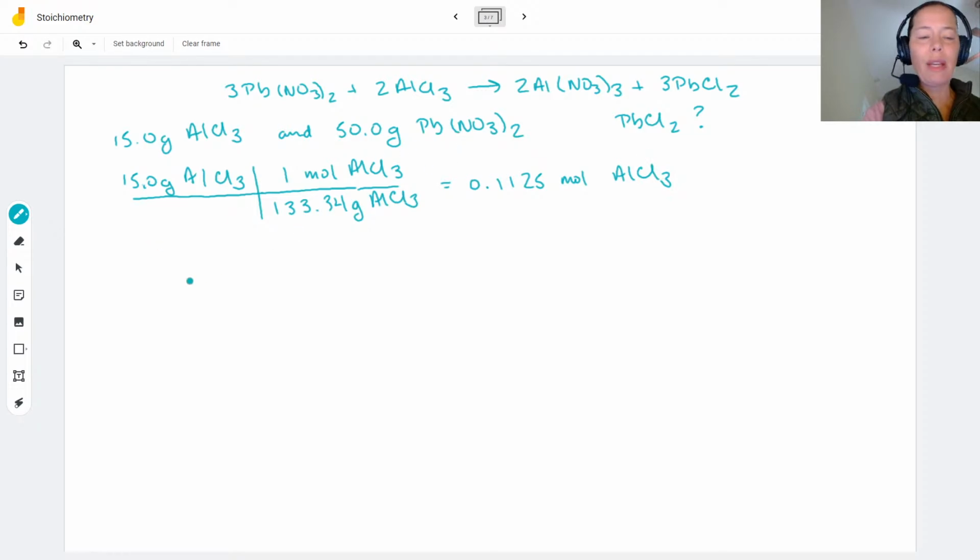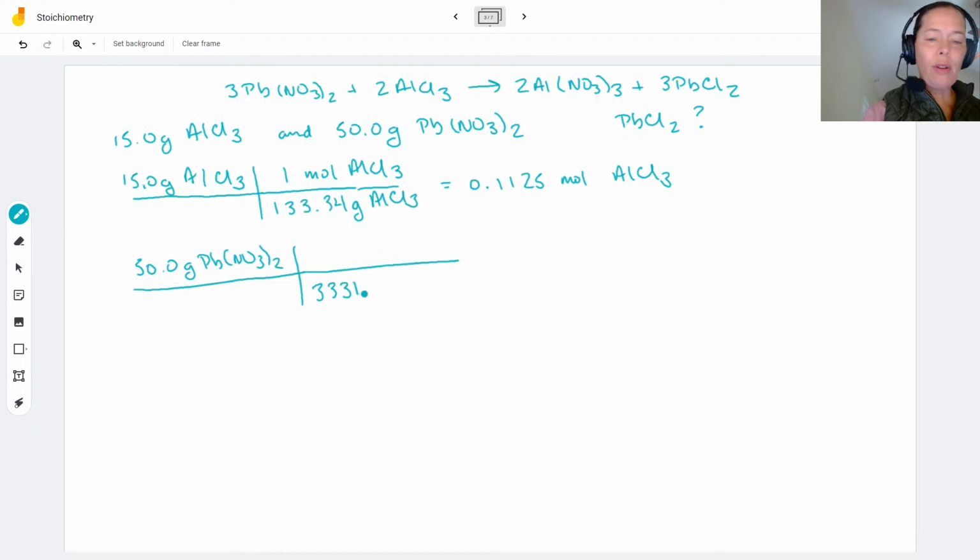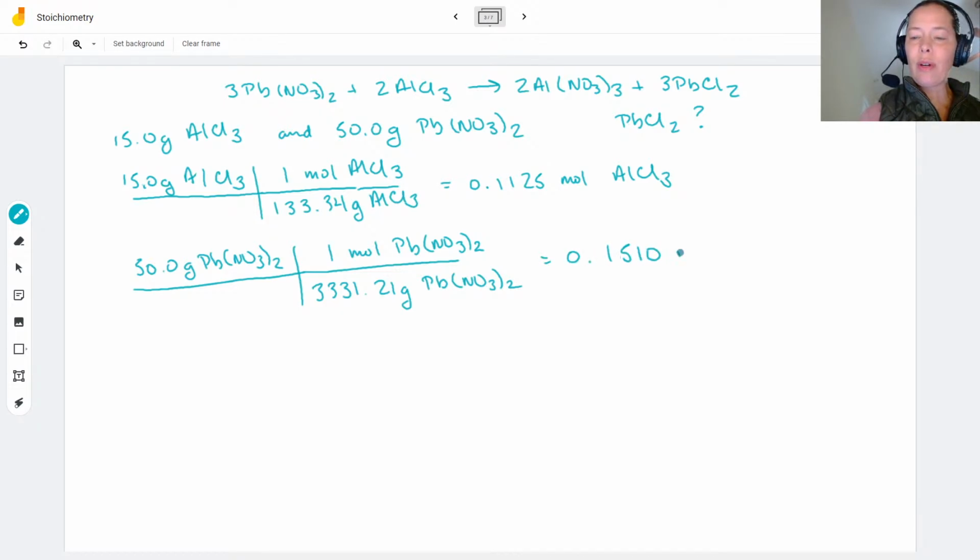Okay, great. Let's do the same thing for our lead nitrate. We have 50 grams of lead nitrate. And again, just using the molar mass, which is 331.21 grams of lead nitrate over 1 mole of lead nitrate. Okay, and this gives me 0.1510 moles of lead nitrate.